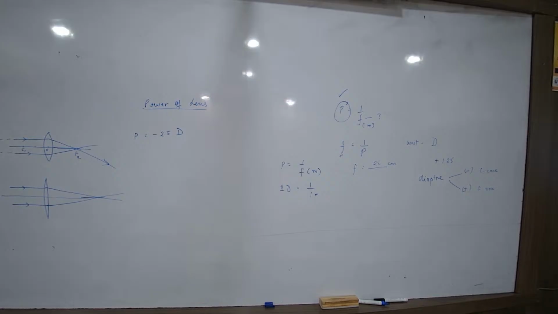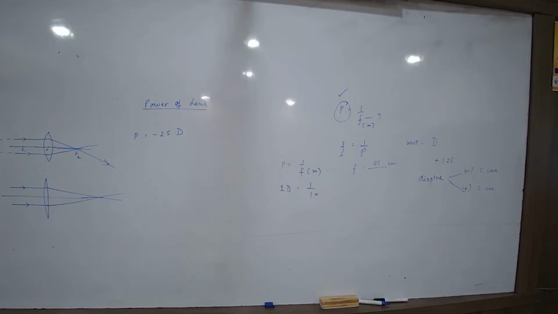If F is expressed in meters, then power is expressed in diopters. Thus, 1 diopter is the power of a lens whose focal length is 1 meter. 1 D is equal to 1 meter inverse. Why did we take it as inverse? Because F is in the denominator. That is why it is meter inverse.